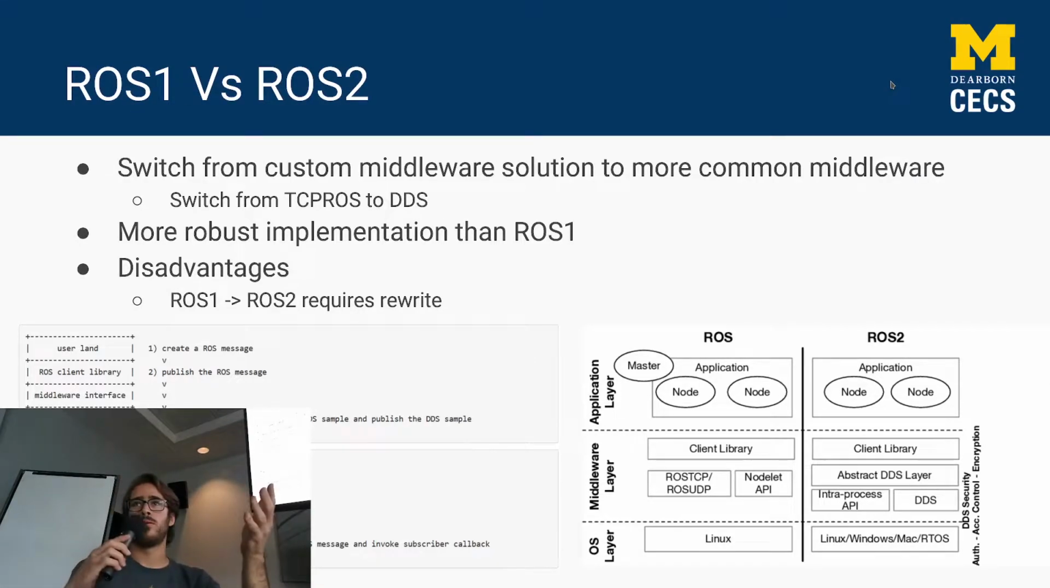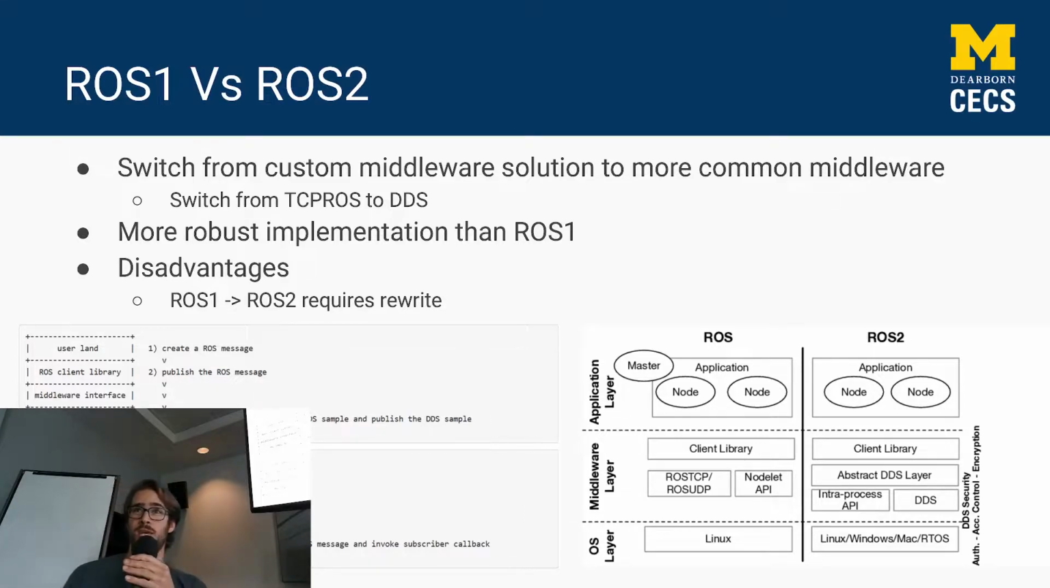So finally, I know I've talked about ROS2 is what we use specifically, but there is a ROS1 which was created a little while before ROS2, of course, and going from ROS1 to ROS2 is just a switch from a custom middleware solution to something more common. I mean, it's just going from TCP ROS to the more standard DDS middleware. You can look that up if you're more interested. It's just a better implementation than ROS1 because it's not something they're writing themselves, which is nice.